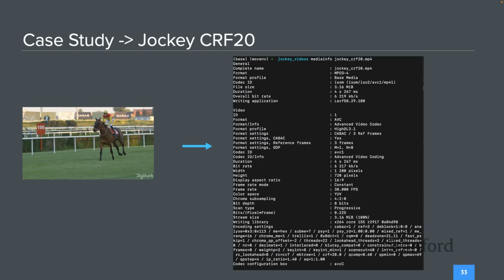And again, another thing which you see, like the stream size is 3.16 megabits. Let's see where is the, okay, so this is the bit rate. Bit rate is 6 megabit per second, which is what we had seen earlier. And you see a lot of settings here, encoding settings. And you will see that this is metadata, which is the encoding settings.